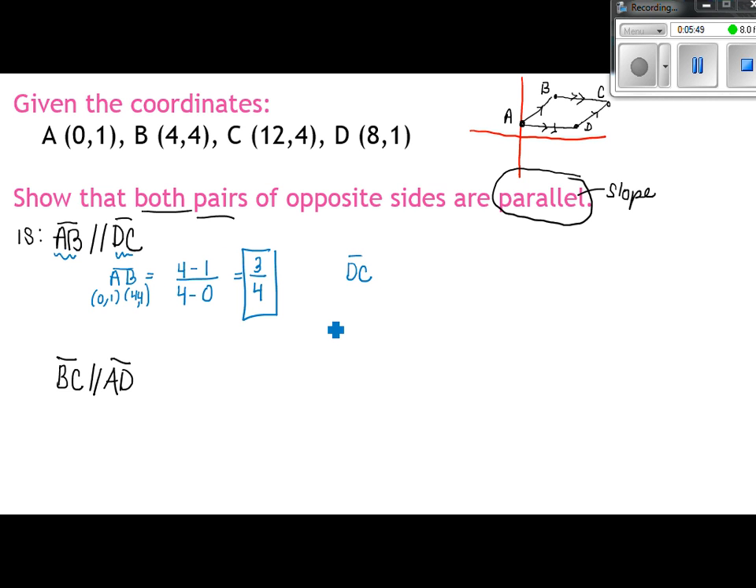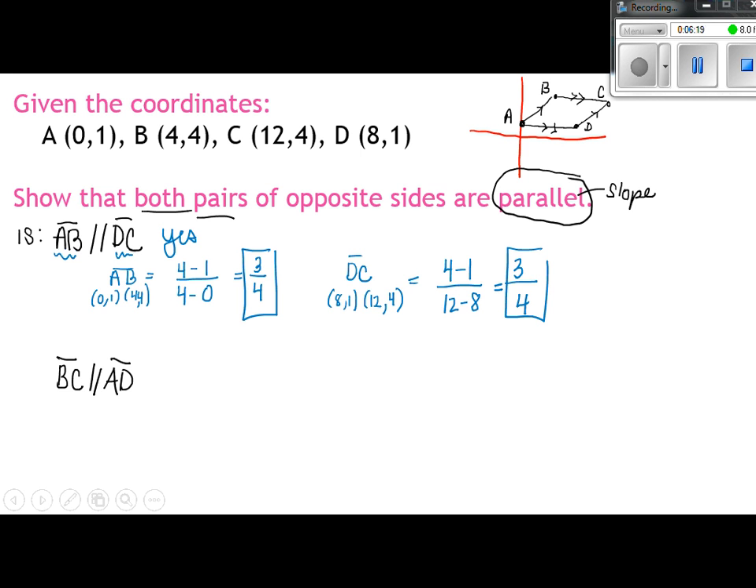Okay, so the slope of DC, I'm going to use points D and C, so (8, 1) and (12, 4). Slope again is the difference of the y's over the difference of the x's. I get 4 minus 1 is 3, and 12 minus 8 is 4. And 3/4 in fact is equal to 3/4. So yes, AB is parallel to DC.